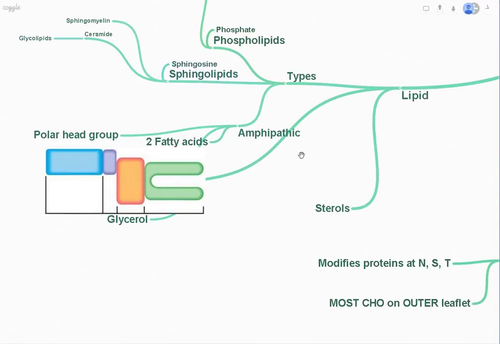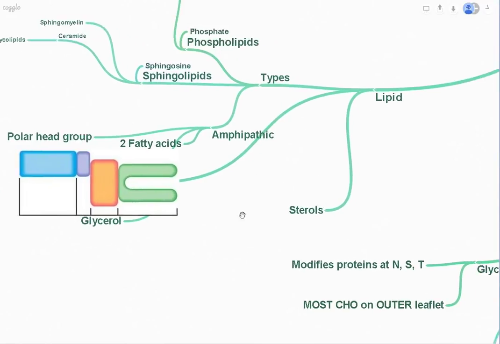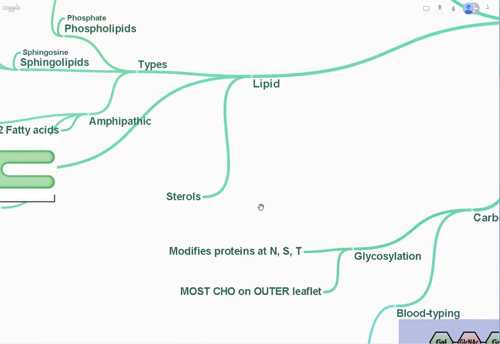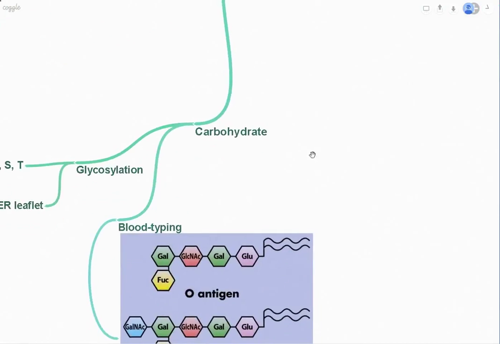Phospholipids are amphipathic, which means it's polar here and not polar here. That's basically all it means. You have your polar head group, you have your phosphate group, glycerol backbone, and you have your fatty acid tail here. Sterols, cholesterol, the end.